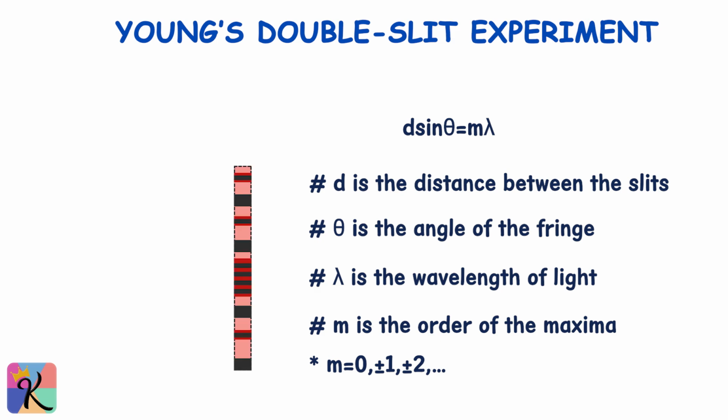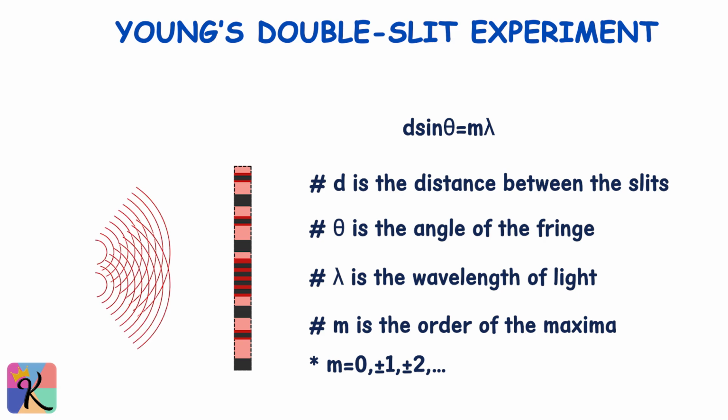The alternating bright and dark fringes result from constructive and destructive interference, respectively. Understanding this pattern is crucial for interpreting the wave behavior of light.